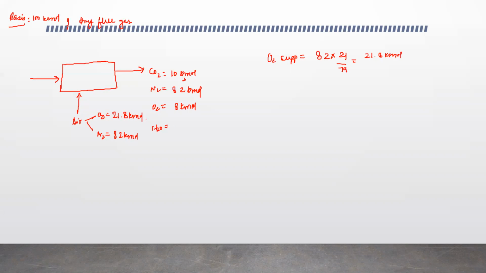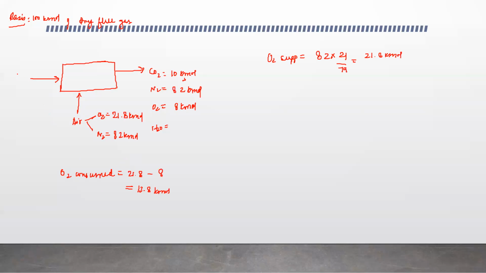Right. Now oxygen over here is 8 kilomole. Right. So that means oxygen consumed is 21.8, that is input, minus 8, that is out. This is the amount of oxygen that is consumed. This you can get by oxygen balance. All right. So oxygen consumed is going to be 21.8 minus 8 kilomole, that is 13.8 kilomole.